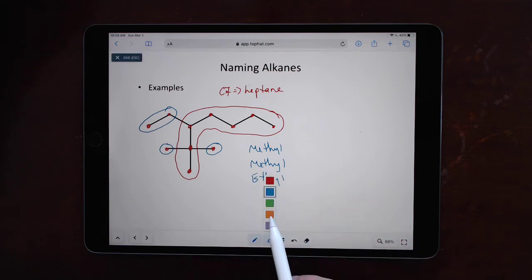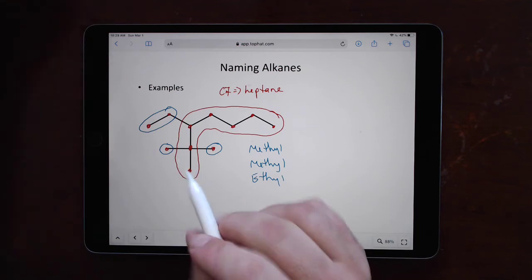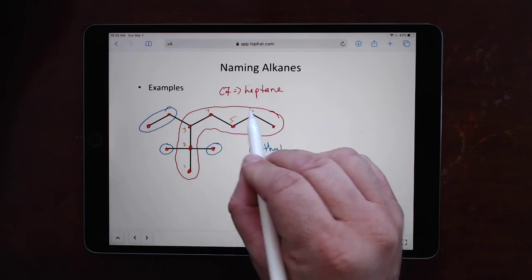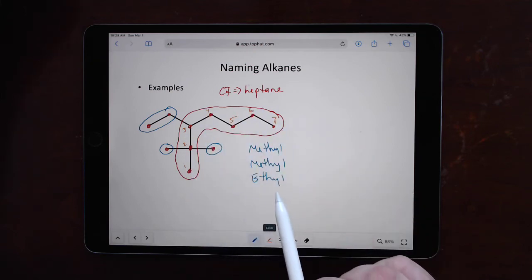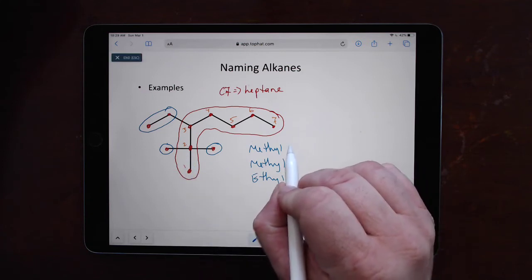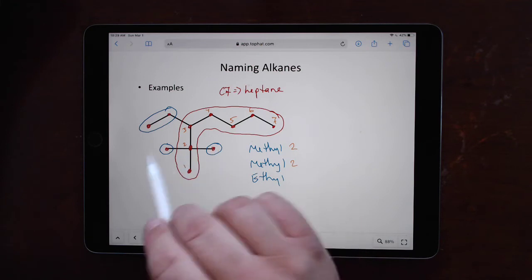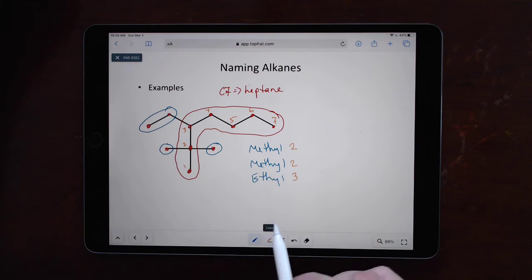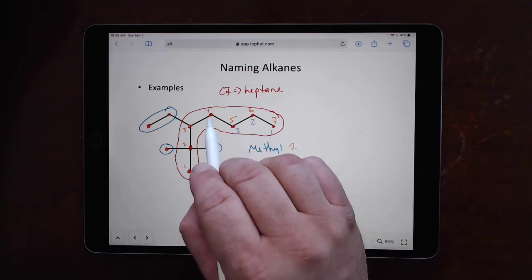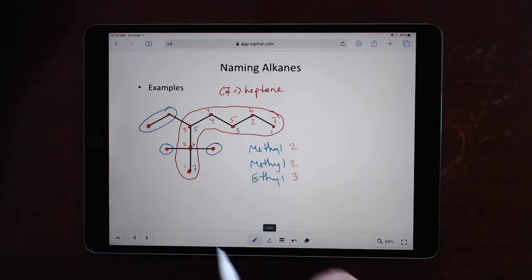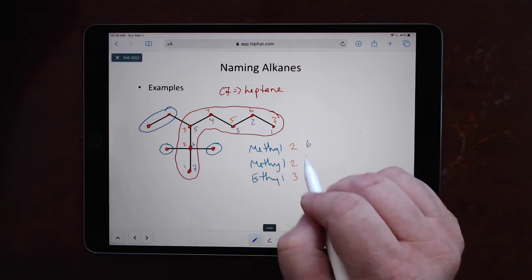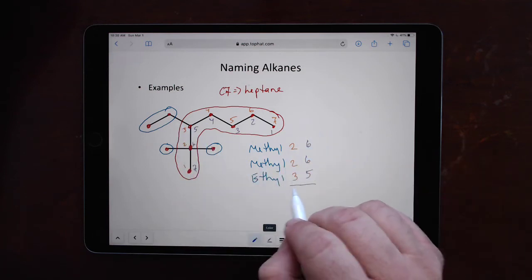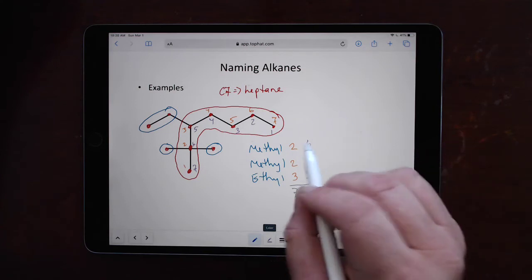Okay? And so if we look at the numbering, we have to start at one end or the other. So we're going to do 1, 2, 3, 4, 5, 6, 7. For this one, each of these methyl groups is hanging off of carbon 2, and the ethyl group is at 3. If we go the other way, 1, 2, 3, 4, 5, 6, 7, each of these methyl groups is hanging off of carbon 6, and the ethyl group is hanging off of carbon 5. So if you add them up, this is 7. This one is 17. So we're going to want to use these numbers.